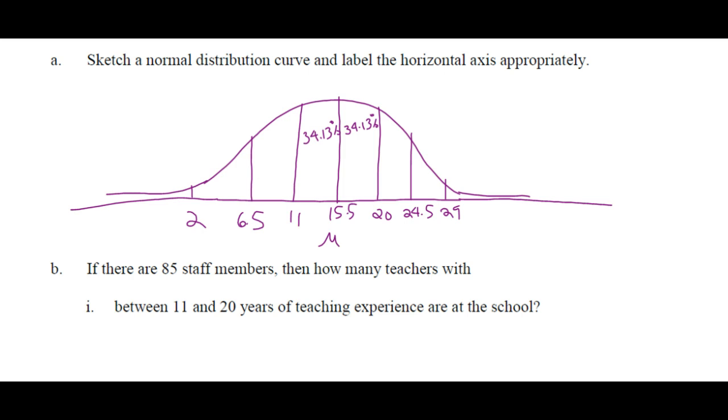There is some stuff on the formula sheet. So 13.59% in each of these. Remember it's symmetrical, so if there's 34% here, there's 34% over there. There are 2.14% between 2 and 3 standard deviations, above or below. And in the tails, 0.14%.